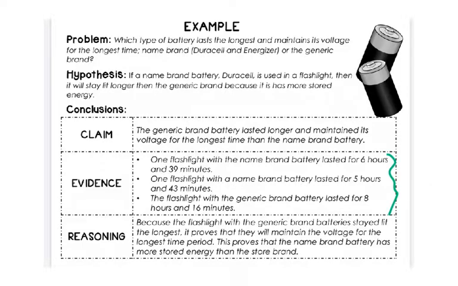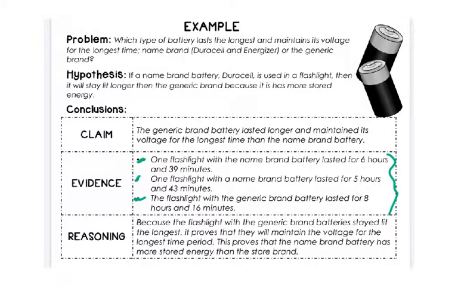So this is interesting, because their data must have showed that the generic brand was actually better than the name brand, which means our hypothesis is incorrect. Here's the evidence that they used. One flashlight with the name brand battery lasted for 6 hours and 39 minutes. One flashlight with a name brand battery lasted for 5 hours and 43 minutes. And the flashlight with a generic brand battery lasted for 8 hours and 16 minutes. So the generic battery lasted significantly longer than the ones that had name brands. Very interesting.